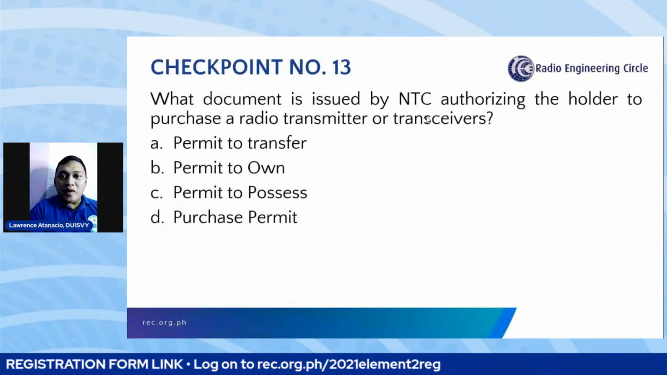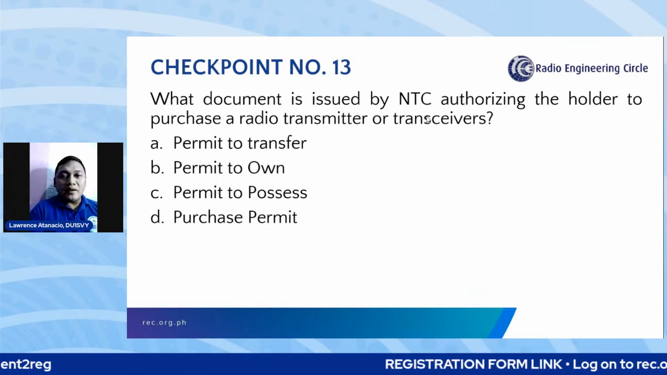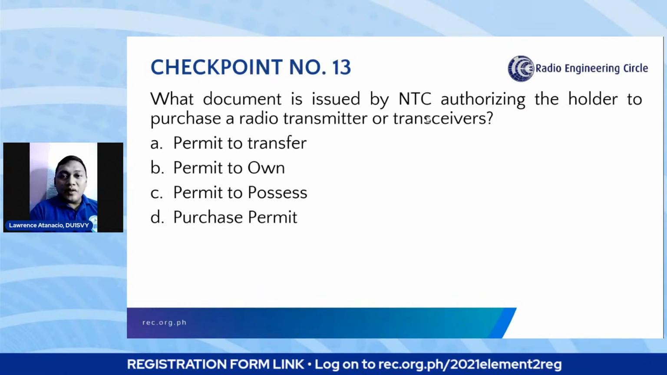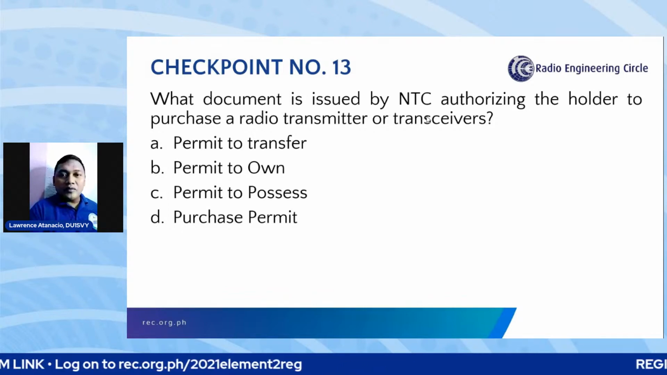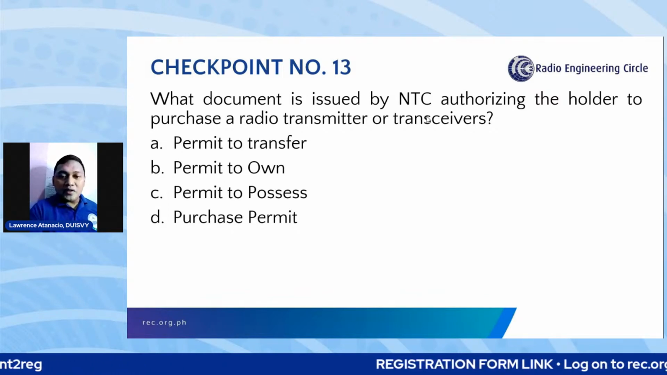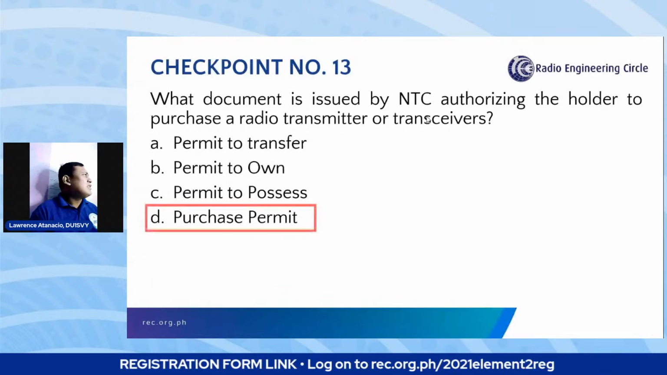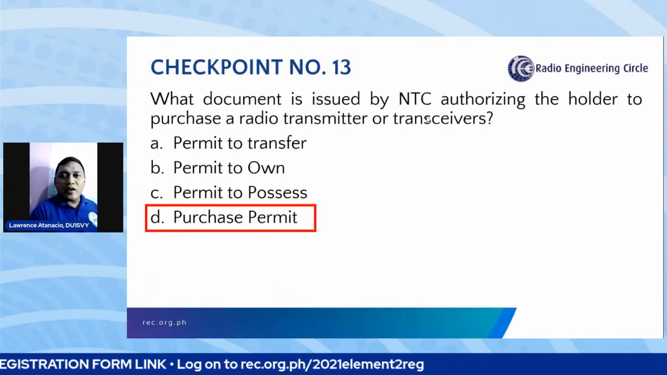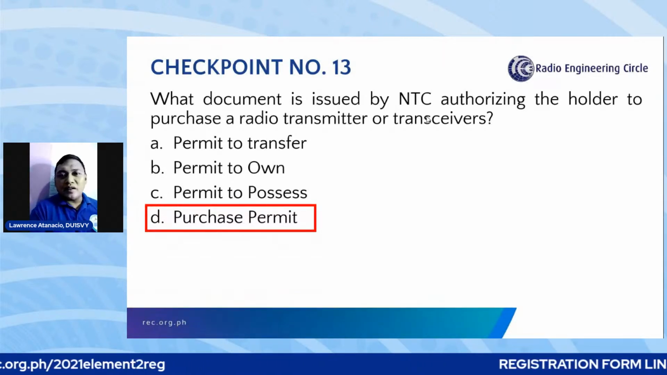What document is issued by NTC authorizing the holder to purchase a radio transmitter or transceiver? Ayan, para daw makabili ka ng mga radio, kailangan meron ka daw. Anong meron? Letter A, permit to transfer. B, permit to own. C, permit to possess. D, permit to purchase. Okay, ang tamang sagot po ay letter D, permit to purchase. Ayan. Next slide.